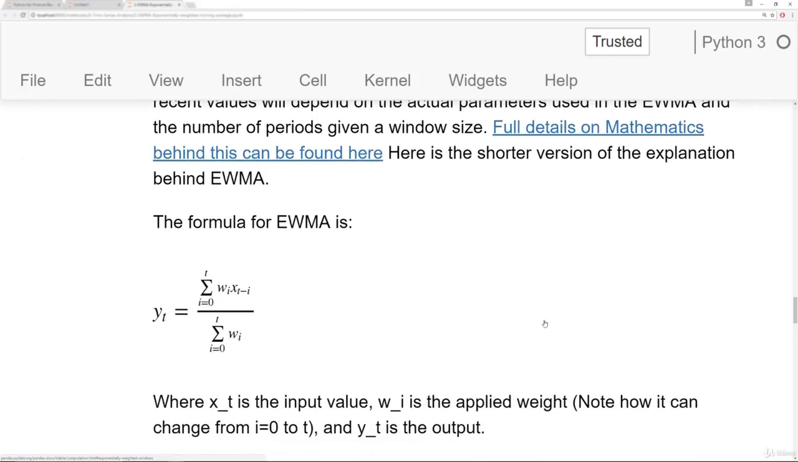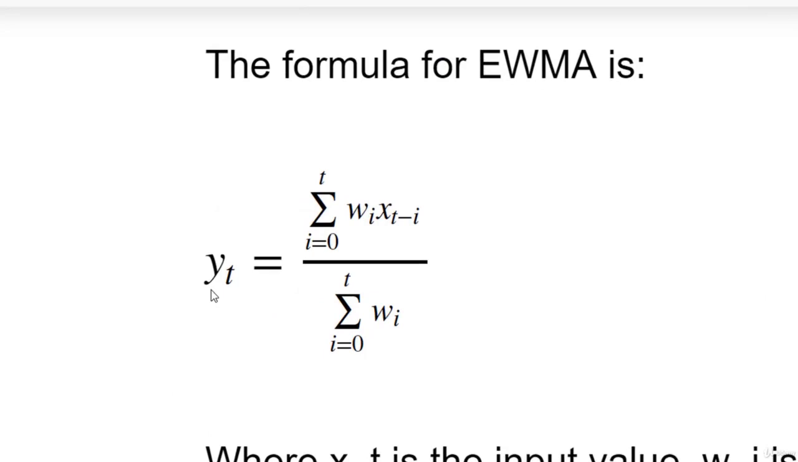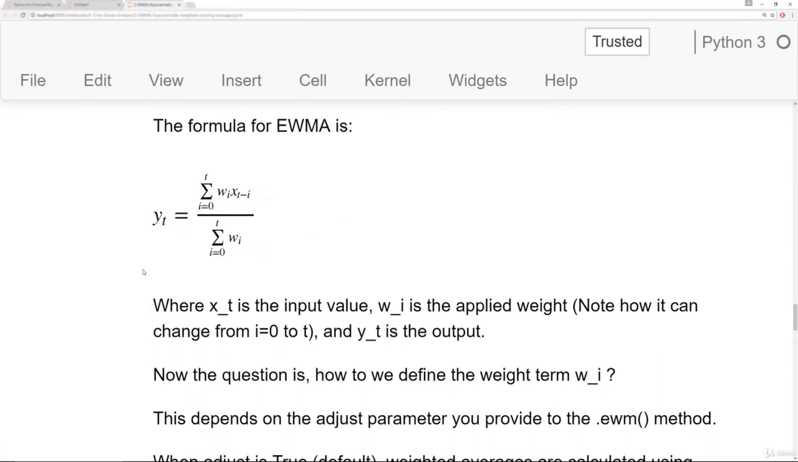So the general formula for exponentially weighted moving averages is this following formula right here. You have the y value at time t, you have x of t being the input value, you have w of i is the applied weight, and note how the applied weight, w of i, changes as you go from i equals 0, that very first value, to i equals t. And then, as I mentioned, y of t is the output. So really the question is here, how do we define this weight term, w of i? So how am I taking in these input values and getting the output values of that exponentially weighted moving average? How do I decide that weight term as it changes when you start from the beginning of the series all the way to the end?